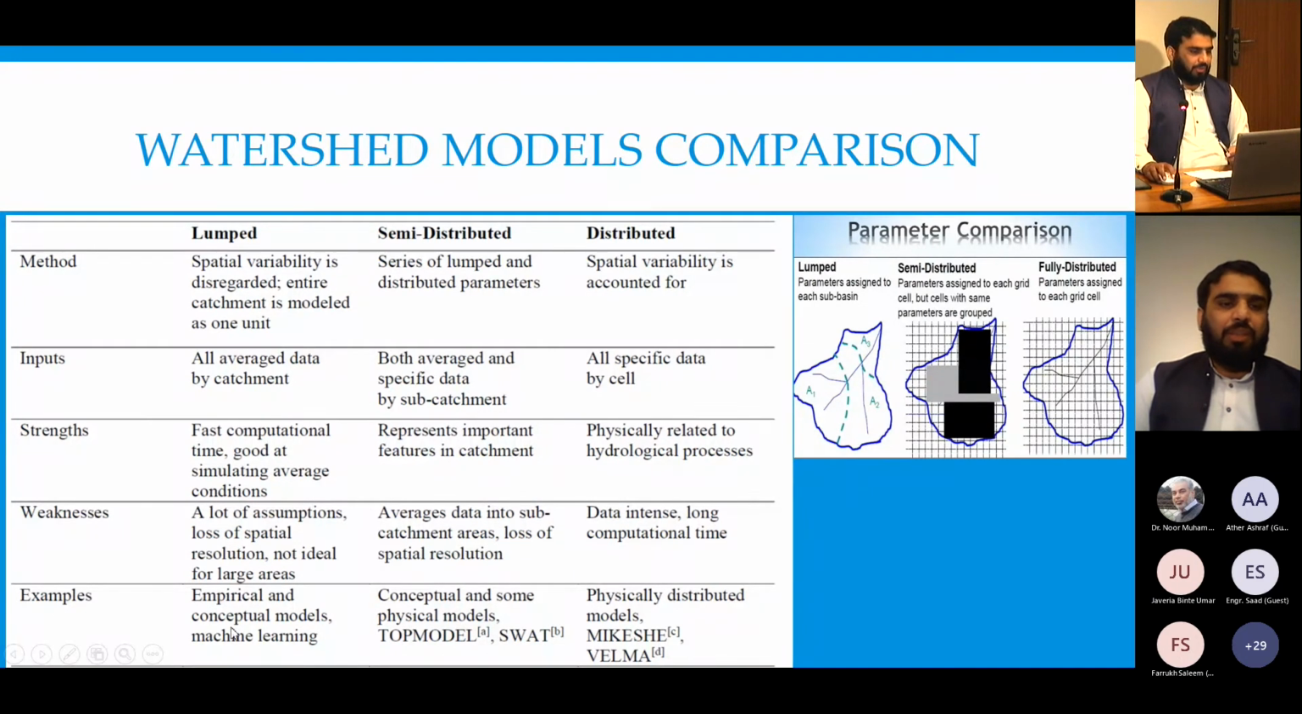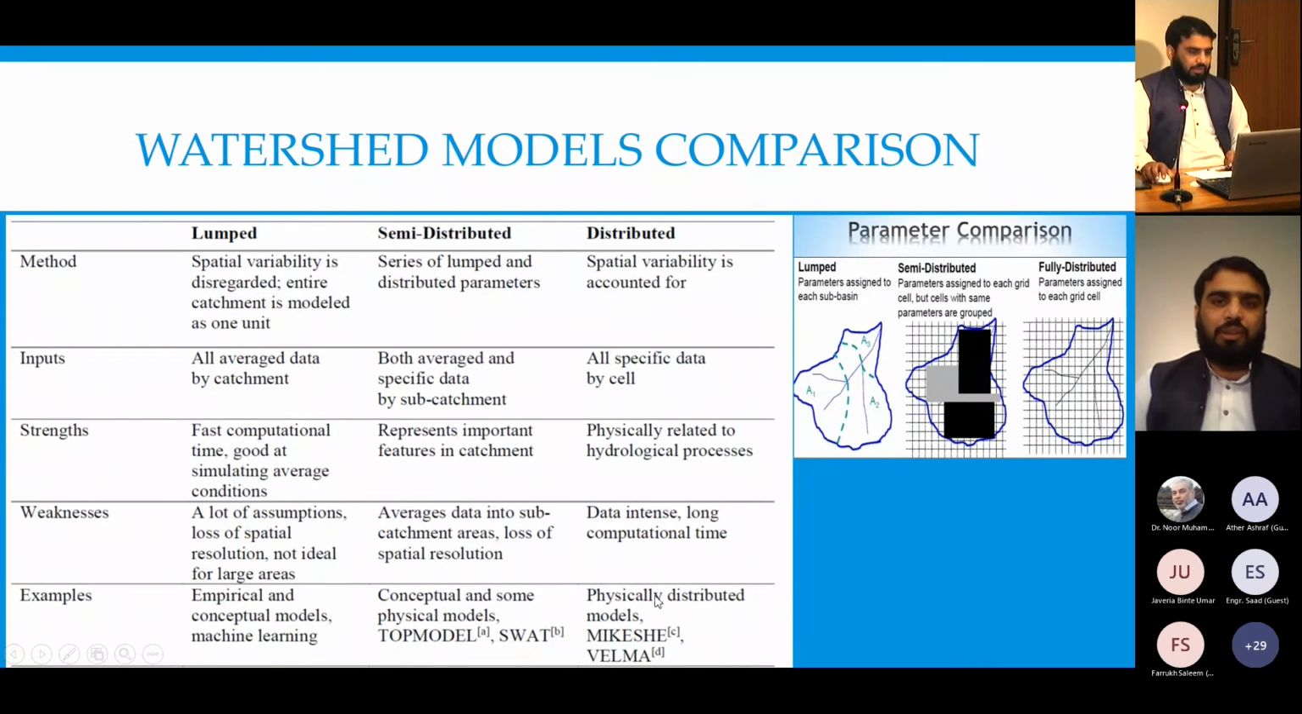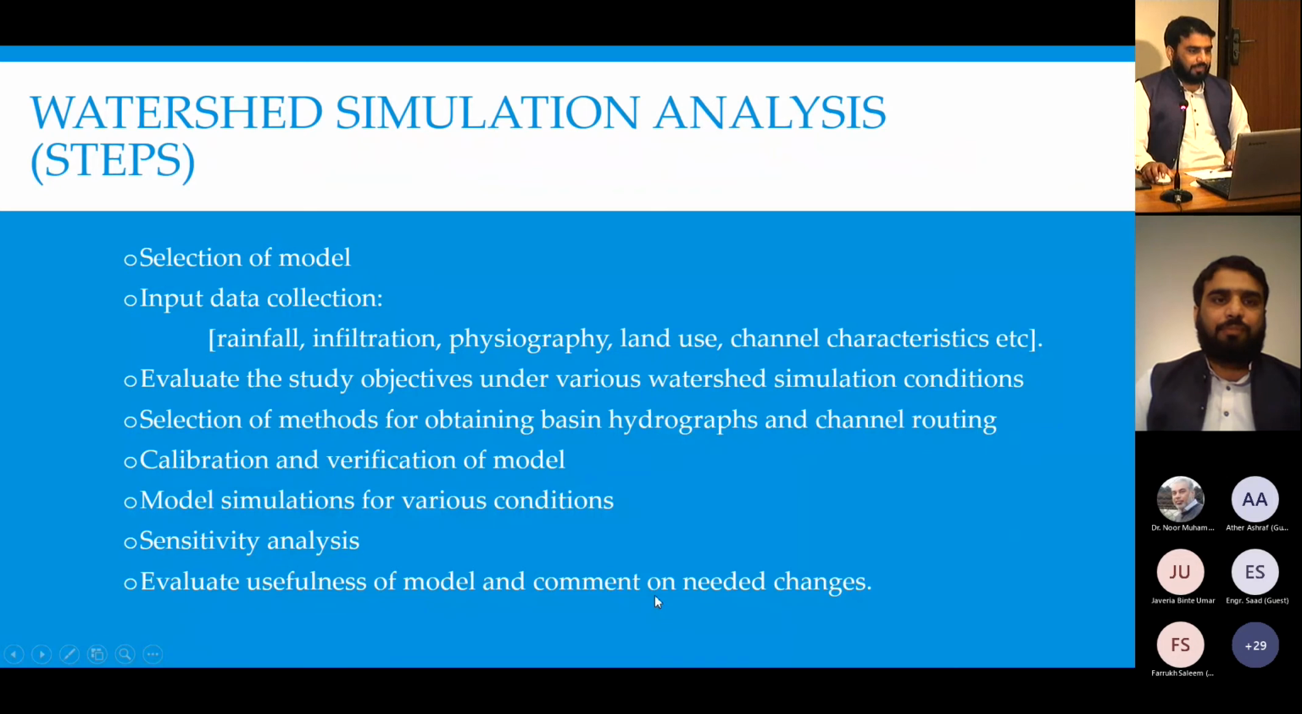Examples: the empirical and some conceptual models, like machine learning, are also included in the lumped models, whereas the semi-distributed include the TOPMODEL, SWAT model, and MIKE SHE, and other models are included in the distributed models. So before performing the simulation of the watershed, these are the basic steps you have to perform.